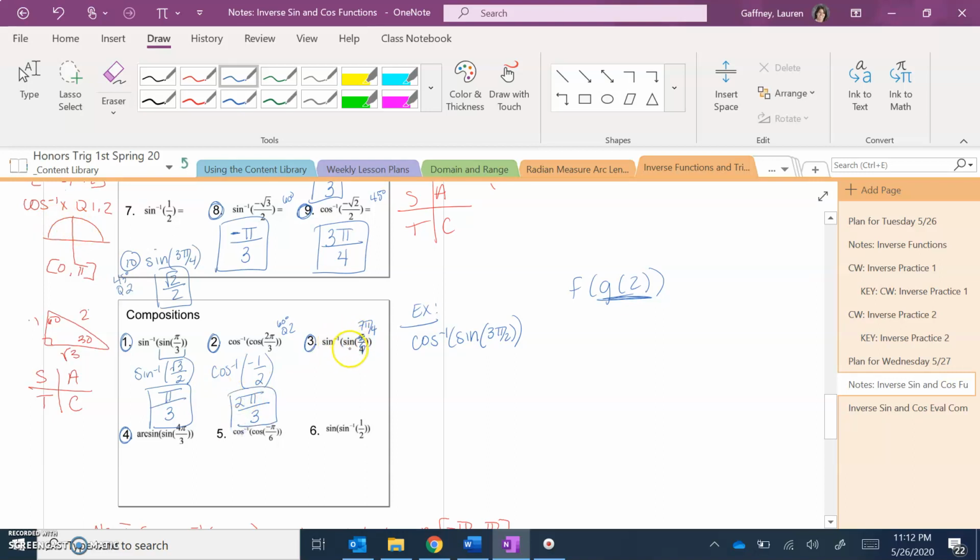Let's try this one. Sine inverse of sine of 7 pi over 4. So if you start on the inside, sine of 7 pi over 4, 45-degree reference angle. So you get root 2 over 2. That is in quadrant 4, so it should be negative. Now when you do sine inverse of negative root 2 over 2, you'll say, okay, it's a 45-degree reference angle, so it's some form of pi over 4.